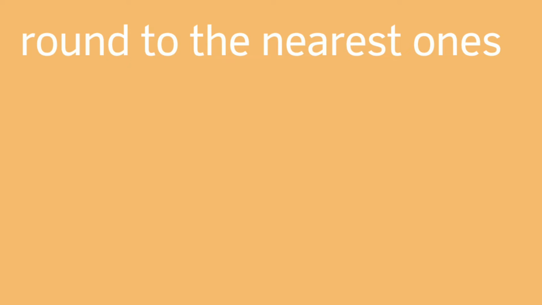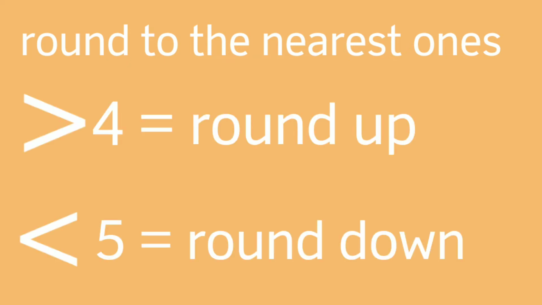How about rounding to the nearest ones? The same rules apply here. Just locate the ones digit, and look at the number to its right. If the number to the right is greater than 4, round the number up. If it is lower than 5, round the number down.